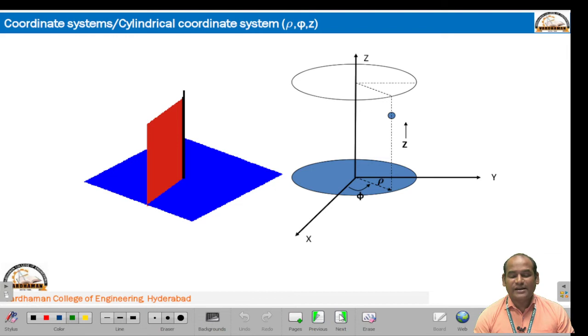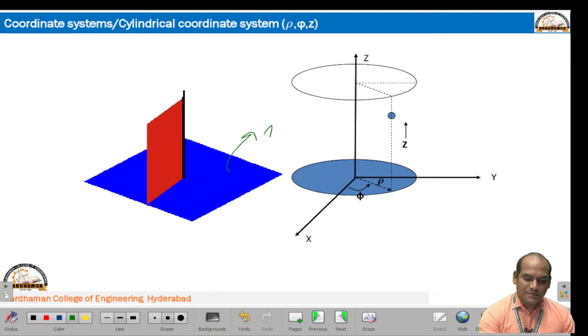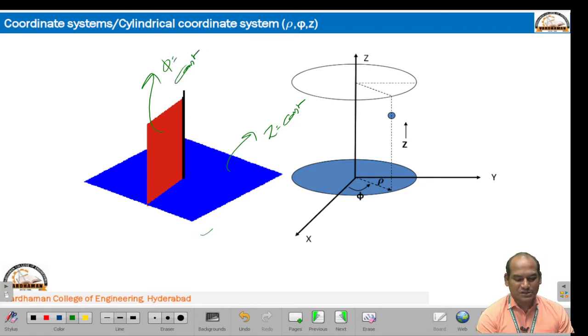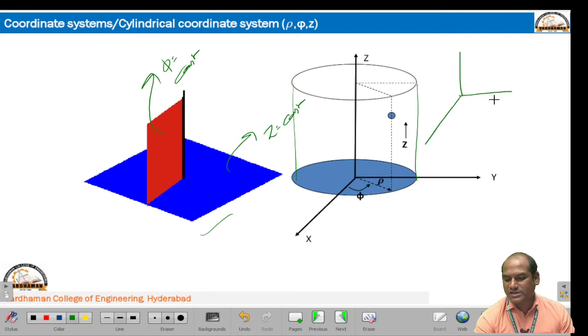Now, it is about the cylindrical coordinate system only. I said earlier this particular blue thing is representing z is equal constant plane and this plane is representing phi is equal constant, and the cylinder we did not show in this particular diagram, you can visualize it here. Okay. So, how to represent a point using this coordinate system, that we will see. This is the x axis, y axis, z axis. If I give rho and phi, you can represent a point.